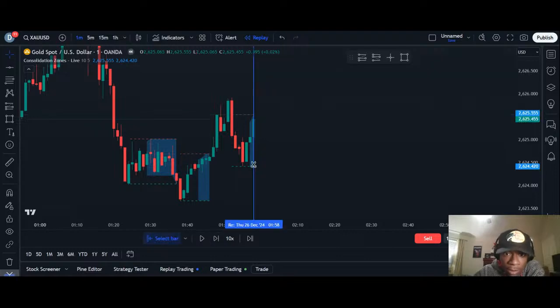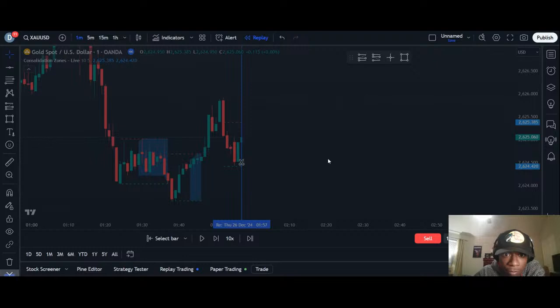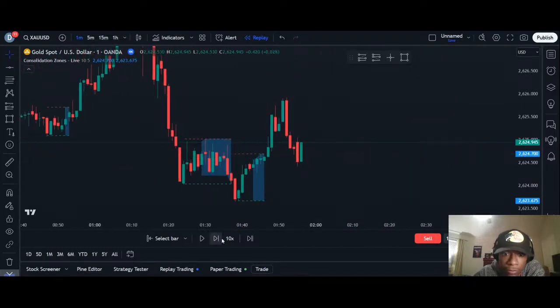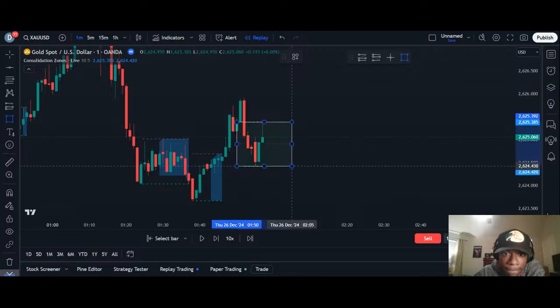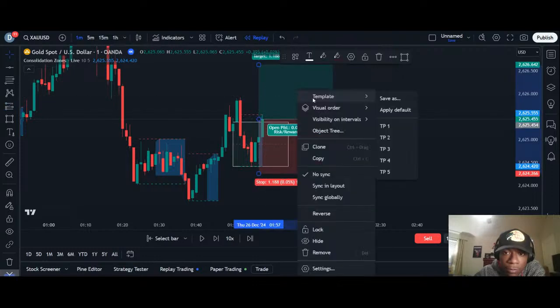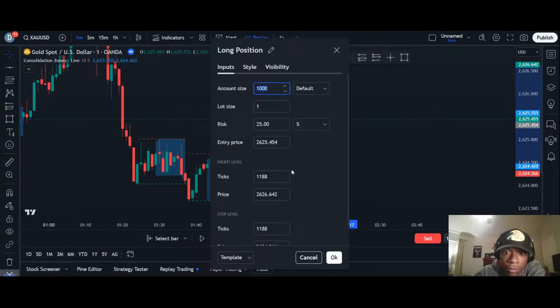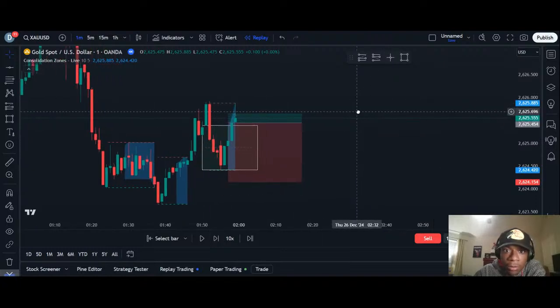Okay, here we go. Got them. I keep extra clicking. All right. Boom. Draw the zone. Wait for the close above. There we go. We got another one. We are now at 1300 tick SL. This is the setup. Boom. That's 5-0. Let's keep it going.